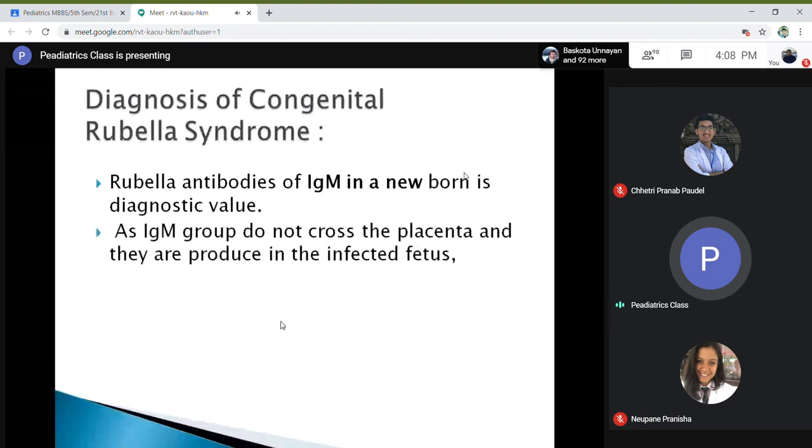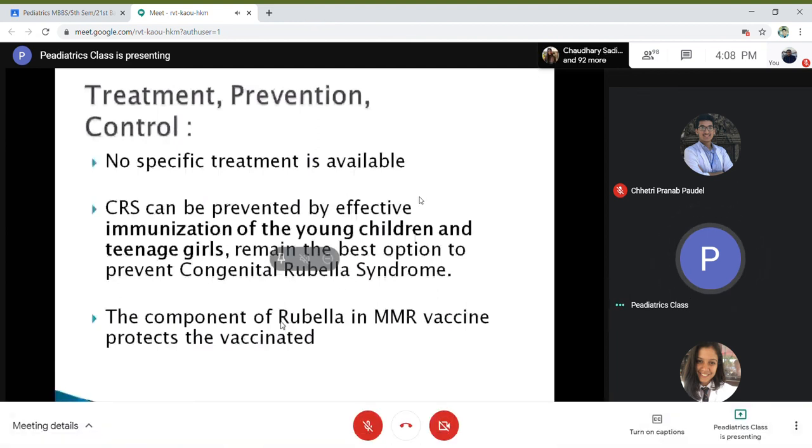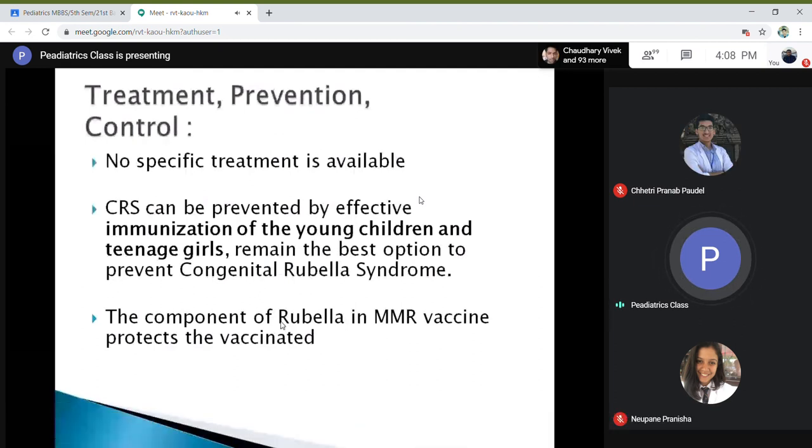For treatment, there is no specific treatment, as this is viral. CRS can be prevented by immunization of young children and teenage girls, which remains the best option to prevent congenital rubella. Not only women, but males also should get it, because you can transmit it. So everyone should be immunized, so that we don't have these disorders in a new generation.